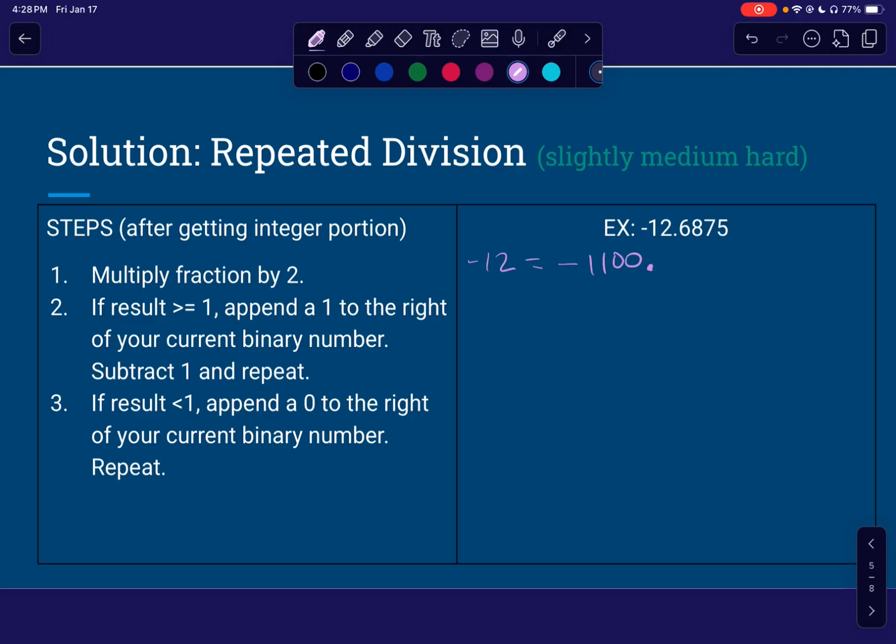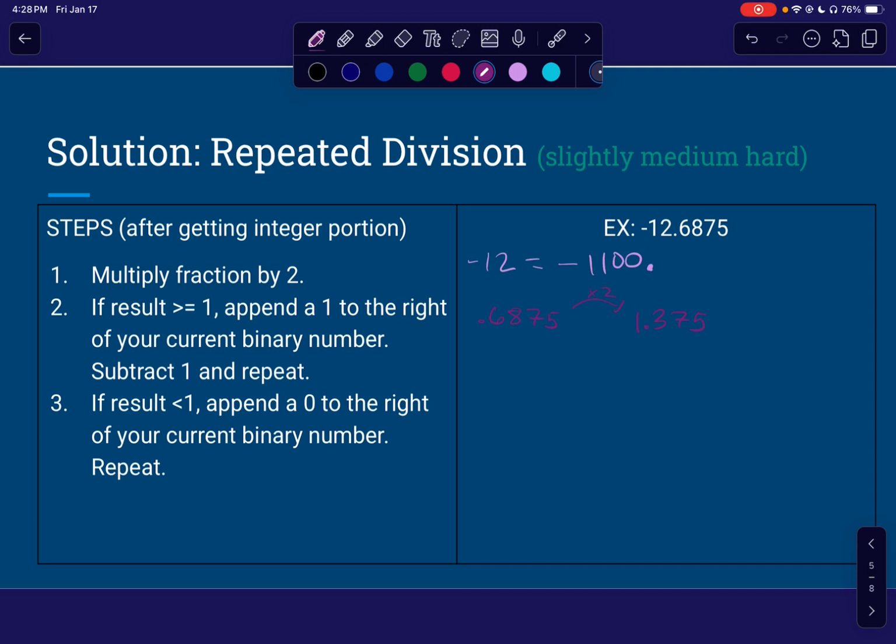And now comes the tricky part, which is the repeated division. So I like to make a little column setup like this. I'll use, say, maroon to start. And we're going to get this fractional remainder. So 6, 8, 7, 5. First step says multiply by 2. Times 2. And that is going to give us 1.375. I'm using a calculator because I will not be doing that by hand.